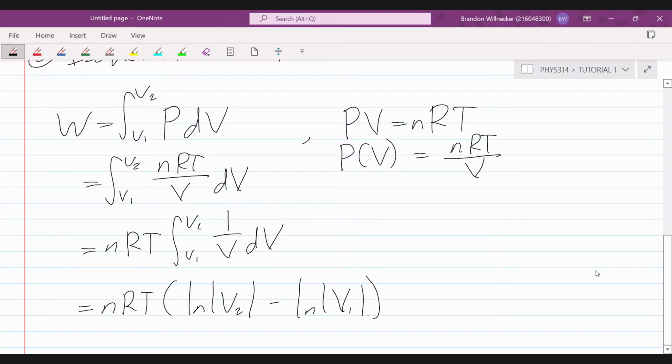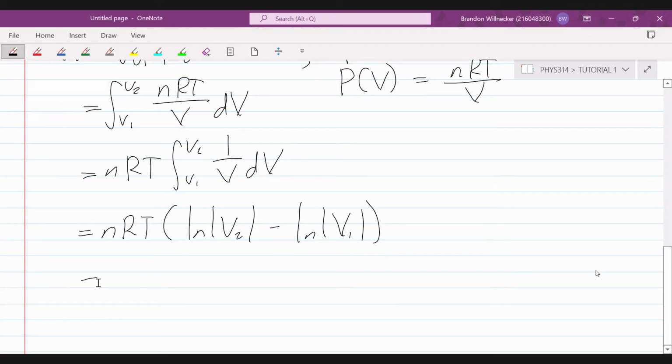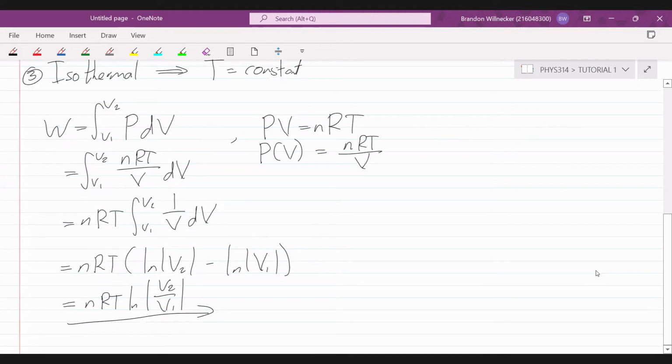So remember, whenever you're integrating 1 over x, it's the natural log with an absolute value. Now we know physically that volume cannot be negative. So in the next step, we can drop it if you want to, or you can leave it there. It makes no difference. Okay, so this will be nRT, natural log. Let's just keep the absolute value. We can use the log properties. If we're subtracting them, that becomes a division. Okay, so then that's our work done for an isothermal process.